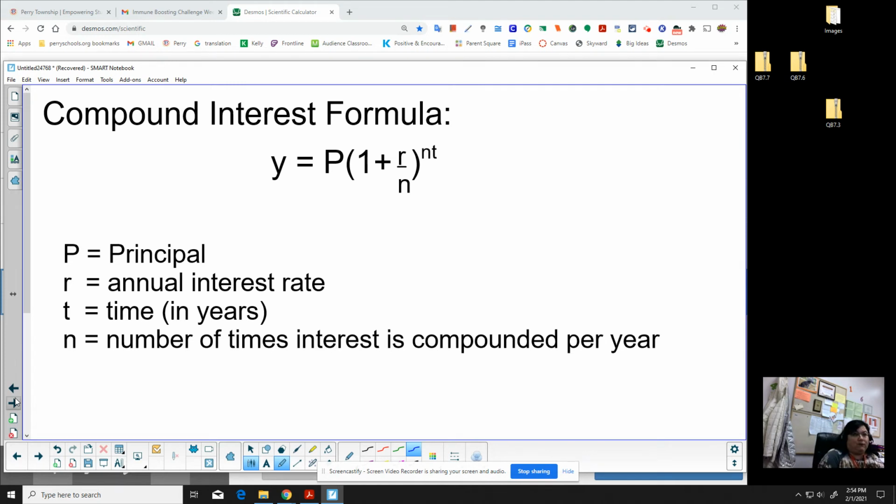So I have a different formula that is also compound, or that is also exponential, because there are variables for the exponent. So press pause and write this formula down in your notebook so you have it when you take your test. So P stands for principal, R stands for rate, T is time in years, and N is the number of times the interest is compounded per year.